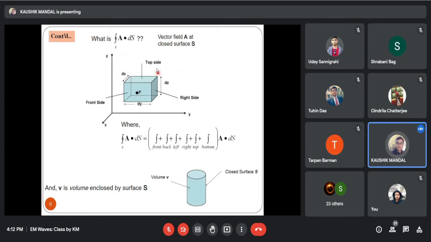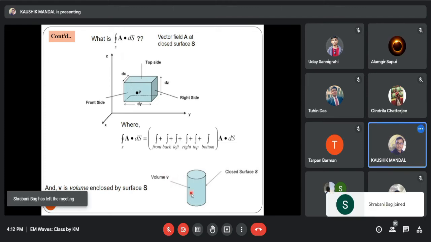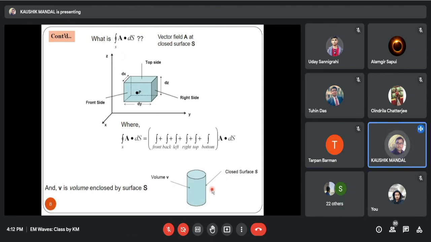In that case, we have represented it in the Cartesian coordinate system, and we have considered a cuboid structure. The volume is enclosed by a closed surface, and we have also considered a simple cylindrical structure.